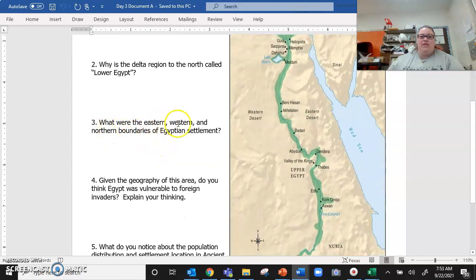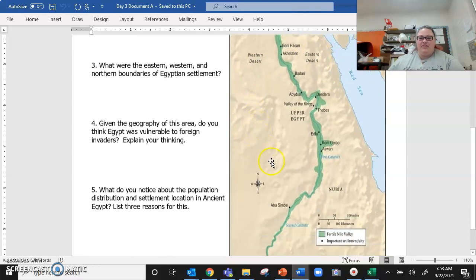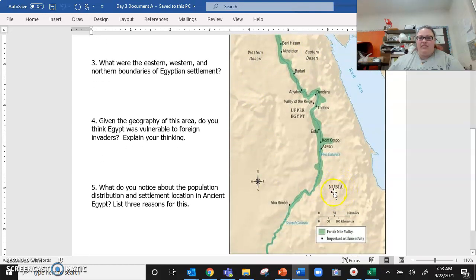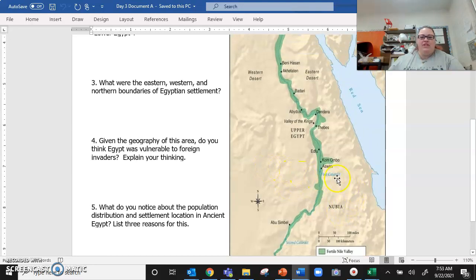Number 3, what were the eastern, western, and northern boundaries of Egyptian settlements? So we have the eastern desert, the western desert, and Nubia. But is Nubia really a boundary or is it another country? What shows the stopping points of the ancient Egyptian boundaries?